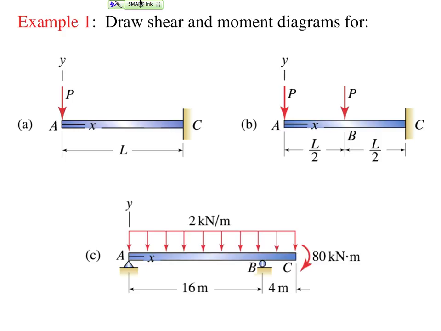The sudden appearance of this discrete load at L over 2 means we'll need two sets of free body diagrams, one for x less than L over 2 and one for x greater than L over 2.